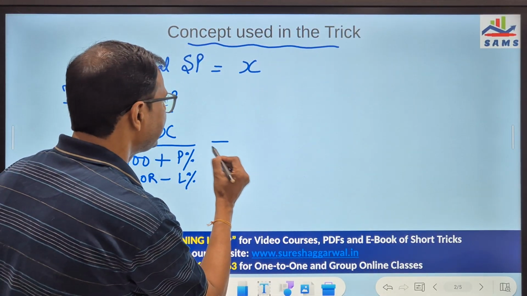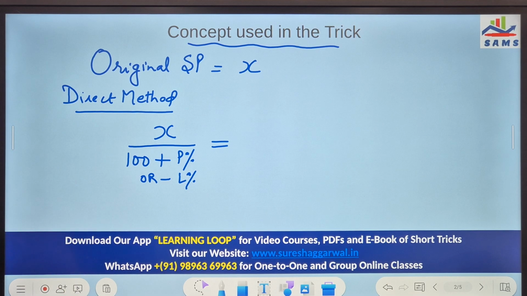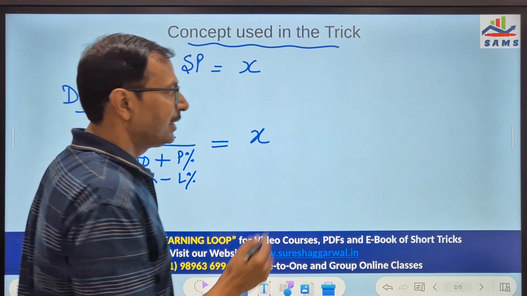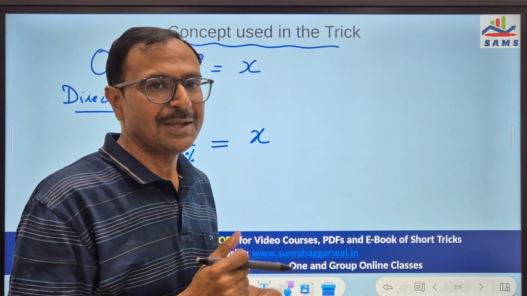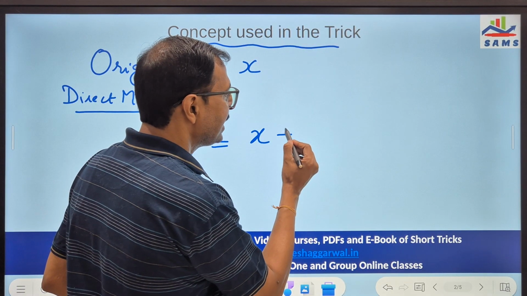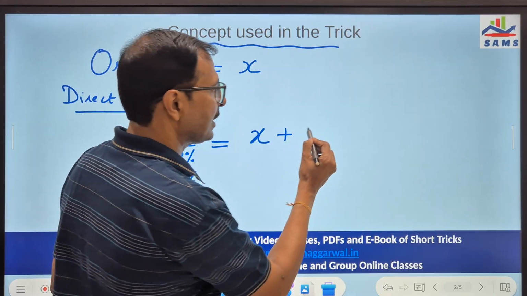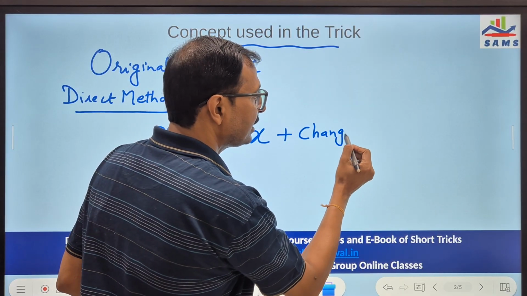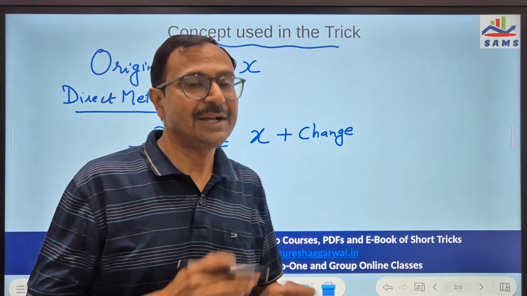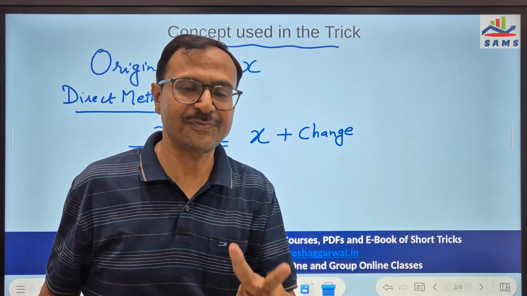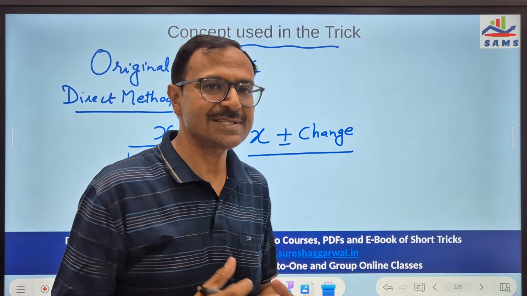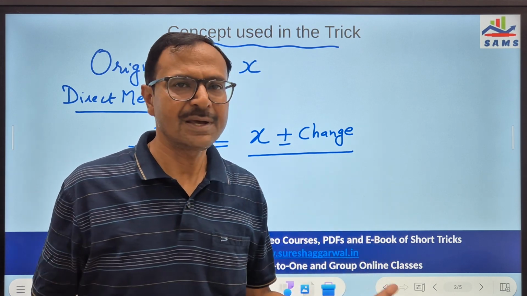Now come to the right hand side. On the right hand side, you will take X again, that is the original selling price. Now there is a change in the selling price, right? So if the selling price increases, add it to the original selling price. So I am writing plus change. But it is not mandatory that the change is always increasing. It can be reducing also, like I showed you in the first question. So it can be plus minus change. That means if the change is increasing, it is plus, decreasing, it is minus.